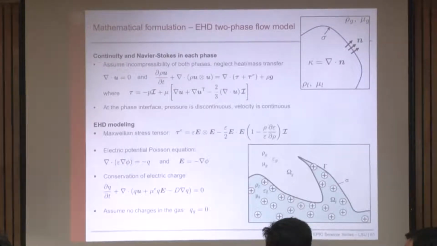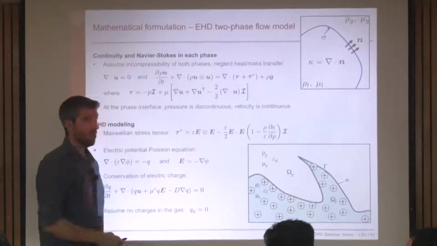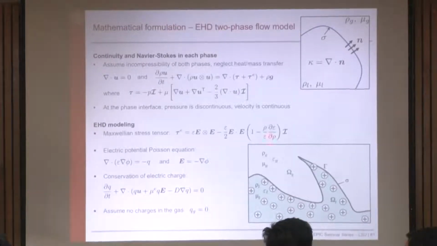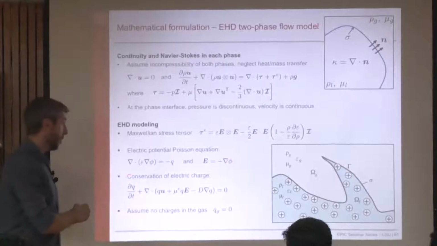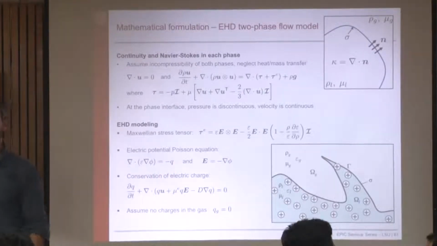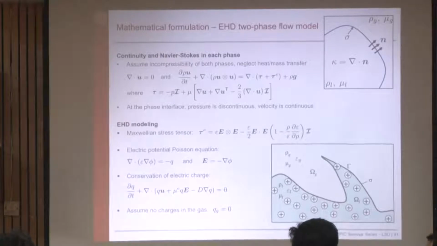So the Navier-Stokes equations are essentially the same as before, except for an extra stress tensor called the Maxwellian stress tensor that comes from the presence of an electric field. That's the expression for this stress tensor, where epsilon here is the electric permittivity of the fluid, and E is the electric field. To obtain the electric field, you just take minus the gradient of the electric potential phi. This electric potential you can obtain from the solution of an electric Poisson equation. That looks like this: divergence of epsilon grad phi is equal to minus Q. Q here is the electric charge.